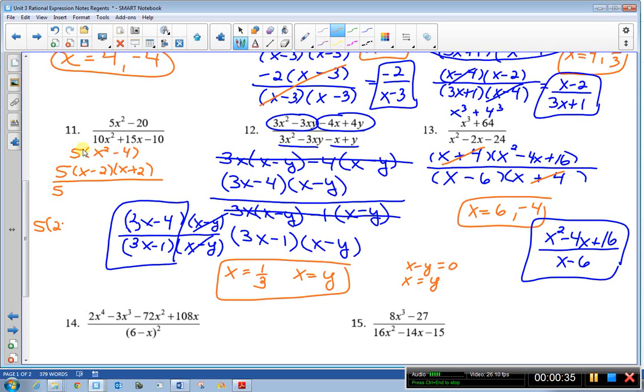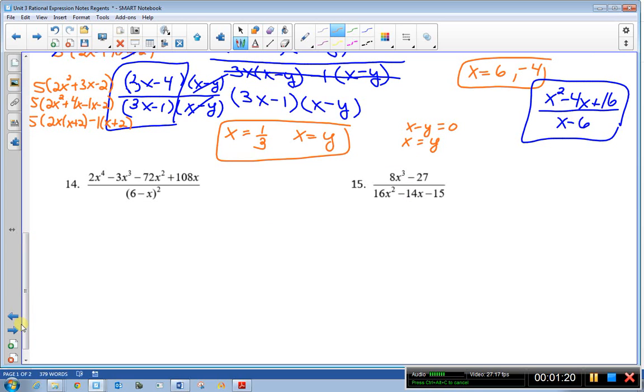and I get 2x squared plus 3x minus 2, and then I can write that as 2x squared plus 4x minus 1x minus 2, and take GCFs out of that. That's 2x and x plus 2 minus 1 and x plus 2. So my factors here are 5, 2x minus 1, and x plus 2. Canceling the x plus 2's and the 5's, the answer to this one is x minus 2 over 2x minus 1.